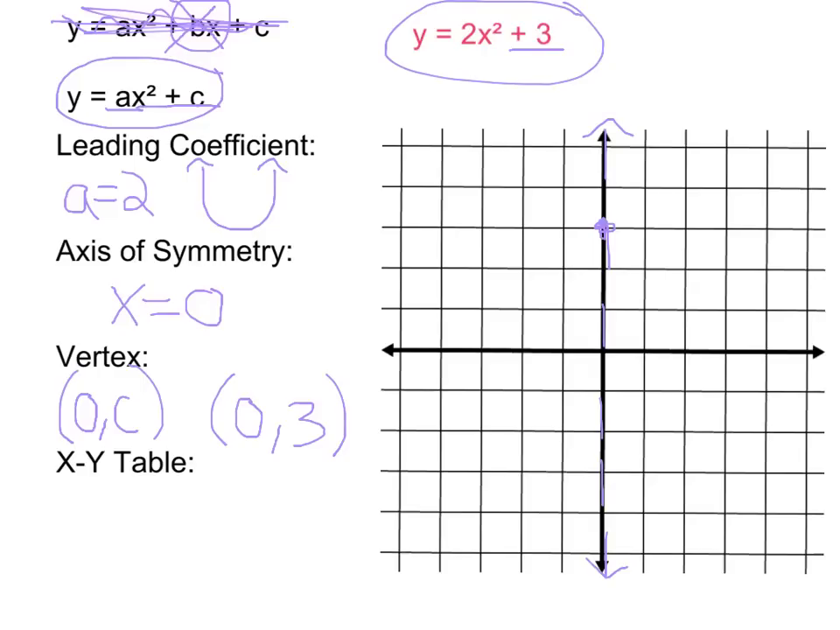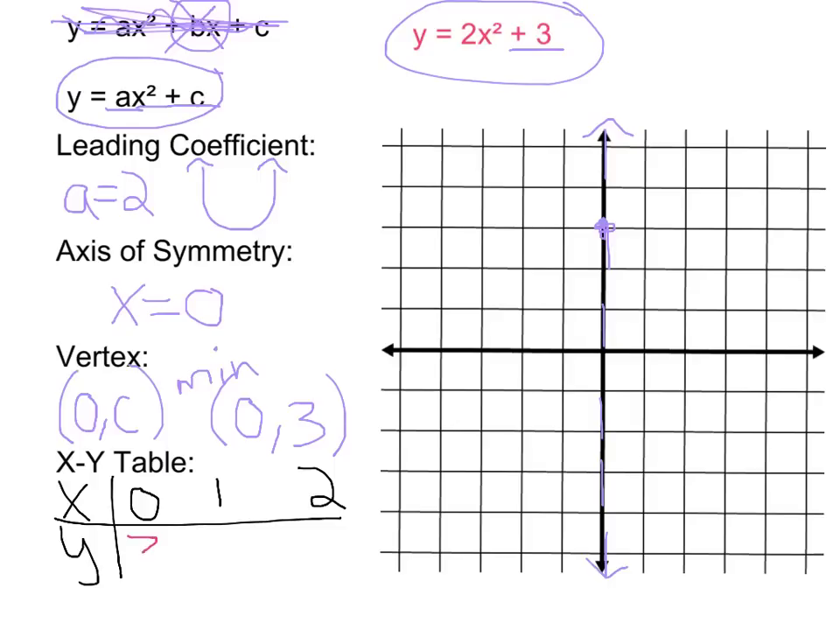And in this case, since my parabola opens up, I know that that is going to be the minimum point of my graph. Now once again, we just have to find the xy table, and you only have to find half of the points, and then you can reflect to the other side. So in your xy table, when you plug in 0, 0 squared times 2 is 0, plus 3 is 3. Well, we already have that point, 0, 3.